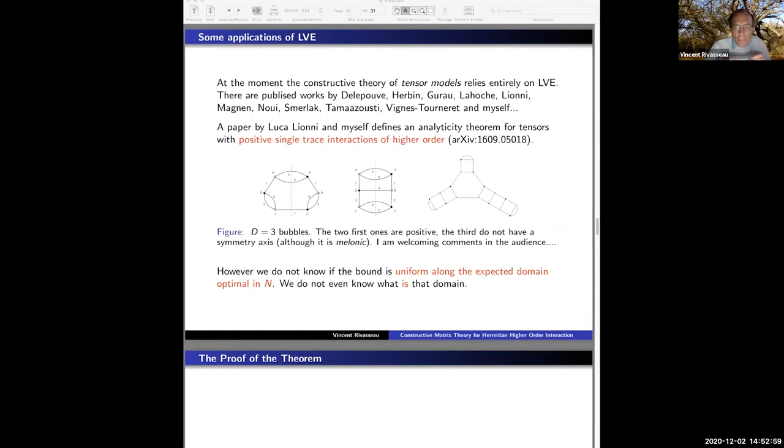At the moment, the constructive theory of tensor models versus matrix models relies entirely on loop vertex expansion. There are published works by lots of authors. A paper by Louis Cagioni and myself is especially good for noticing.